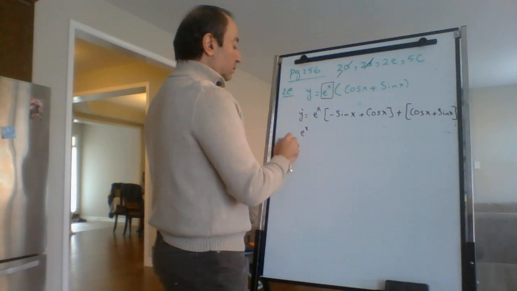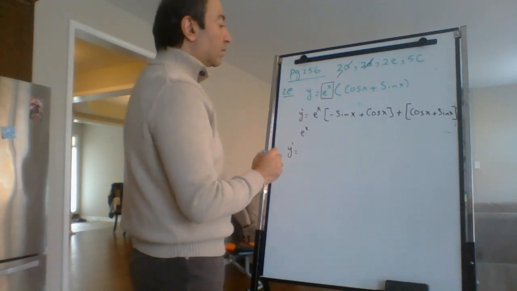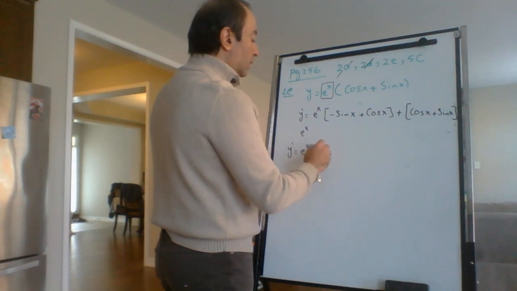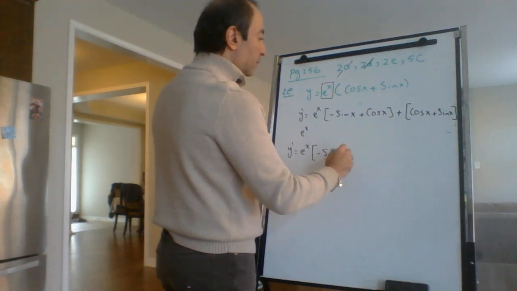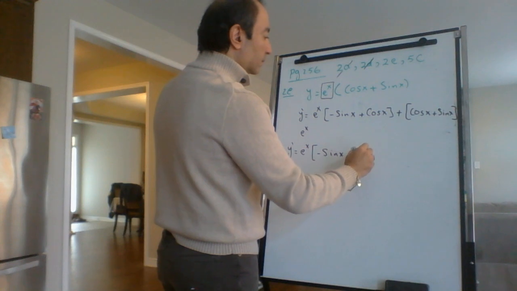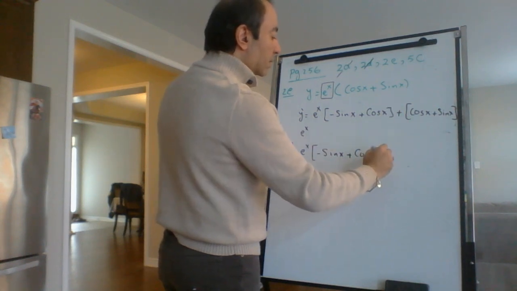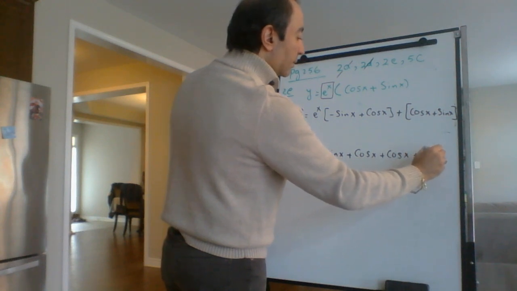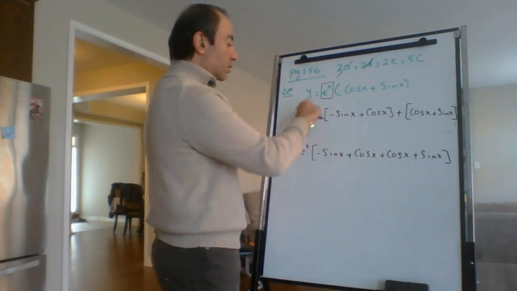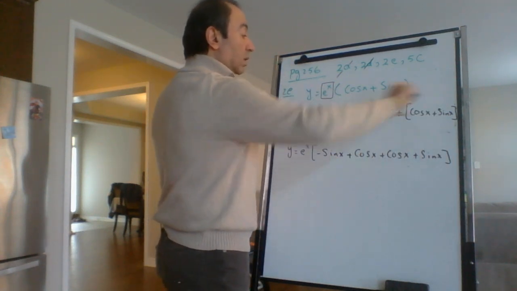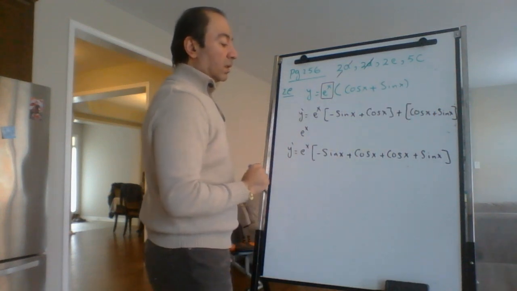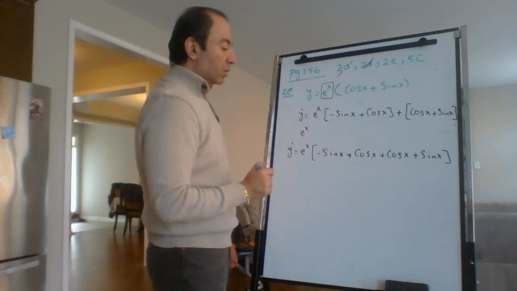Now we can factor e to the power of x out. That will leave negative sine x plus cosine x, plus cosine x plus sine x. I just took this out, so this becomes negative sine x plus cosine x. Everybody understand this step? I hope so.